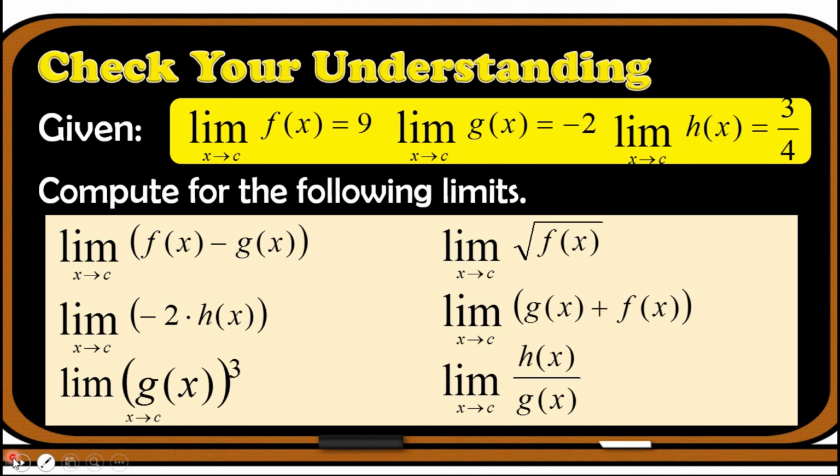Let us now check your work. First, the answer is 11. Second, the answer is negative 3/2. Third, the limit is negative 8. Fourth, the limit is positive 3. Fifth, the limit is 7. And last, the limit is negative 3/8. Were you able to answer all of these items correctly?